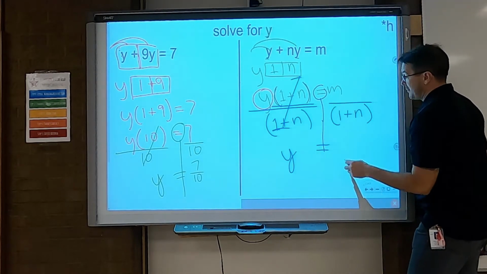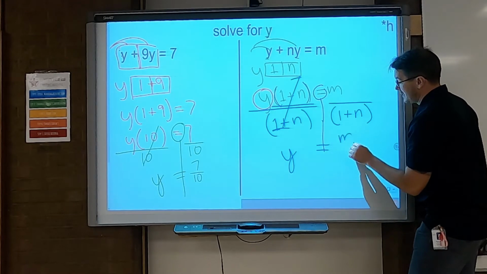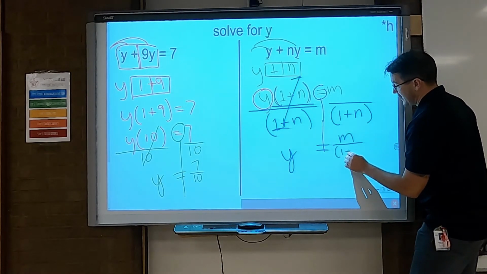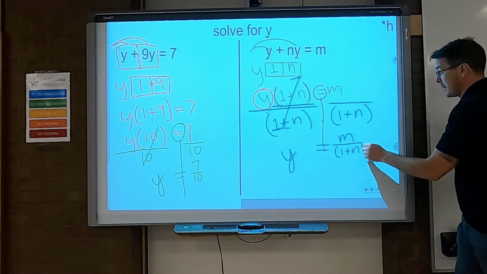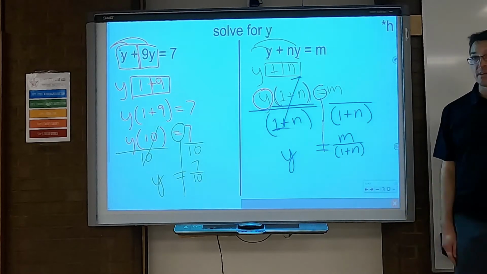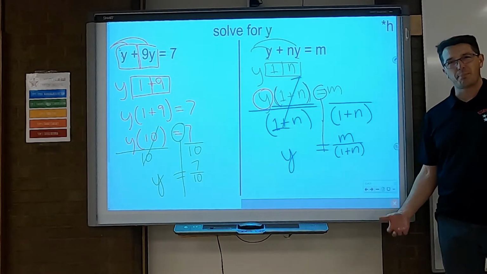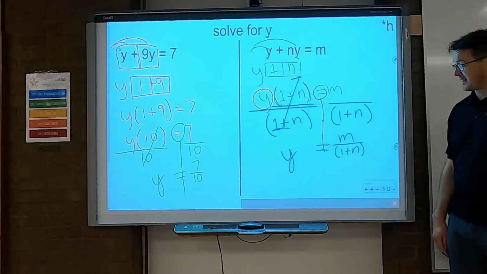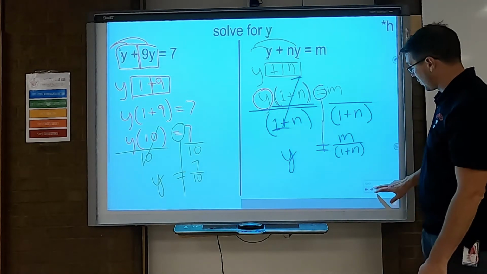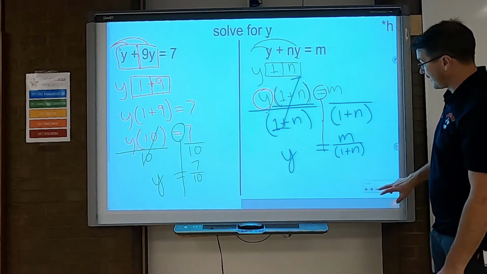And then m divided by 1 plus n is just m divided by 1 plus n. Some people out there in honors might say, can I simplify this? You can, but it doesn't really help the problem. So if you want to ask me about that specifically, you can email or text. So that's solving. That's a really tricky one.